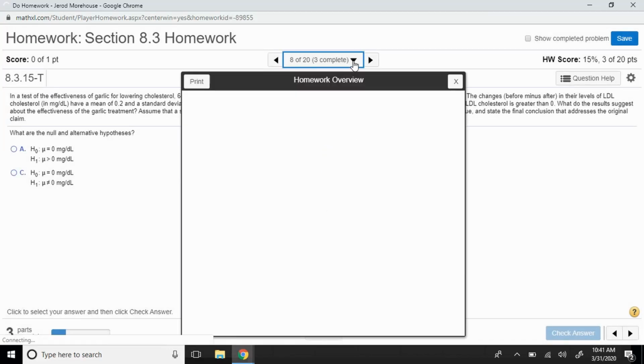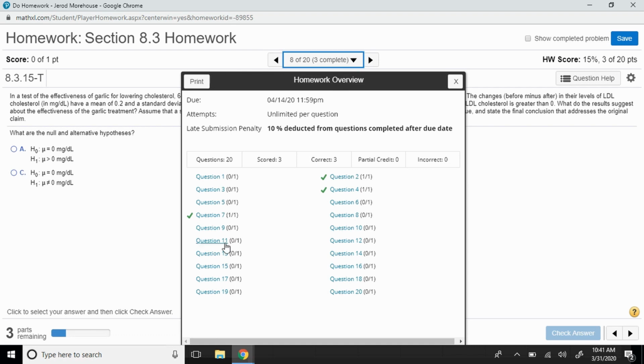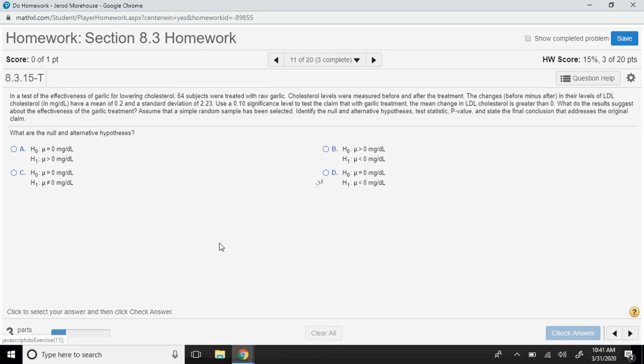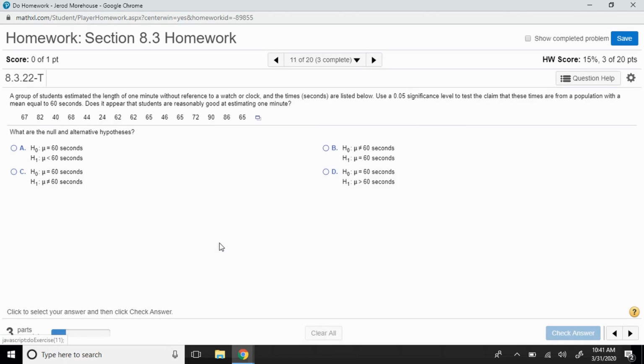Okay, the last problem I want to work with you guys is number 11. And this problem's a little bit different because it just gives you the data instead of the summary statistics. So let's read through it together. A group of students estimated the length of 1 minute without reference to a watch or clock, and the time seconds are listed below. Use a 0.05 significance level to test the claim that these times are from a population with a mean equal to 60 seconds. Does it appear that students are reasonably good at estimating 1 minute?